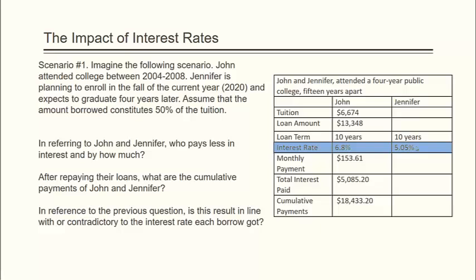So Jennifer has a much lower interest rate, but you should see that Jennifer ends up paying much more in total interest, even though she has a lower interest rate, simply because the amount that she had to pay in tuition was that much higher than John's. Okay, last piece, and it's the easiest.